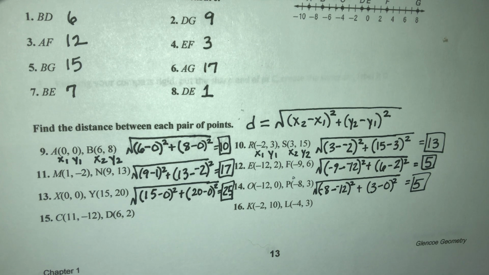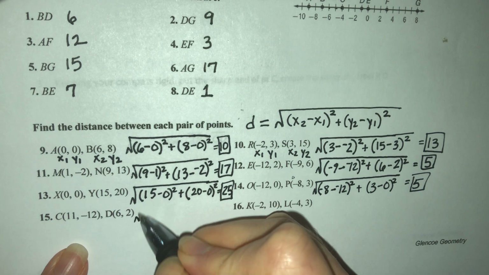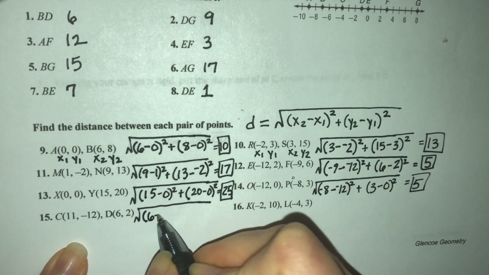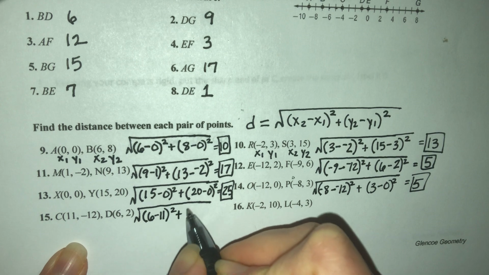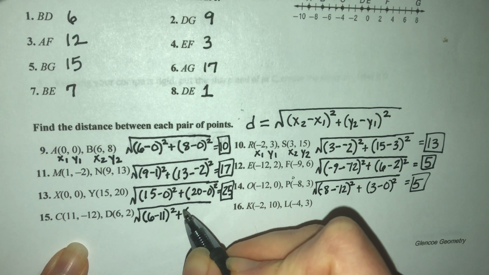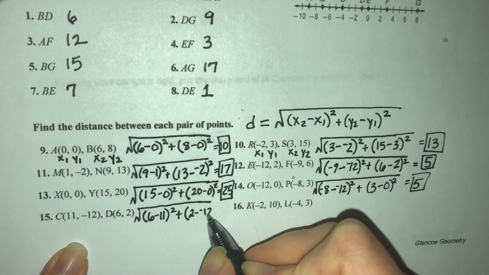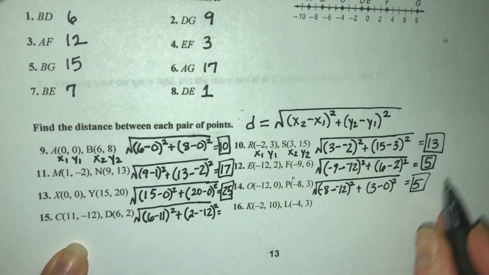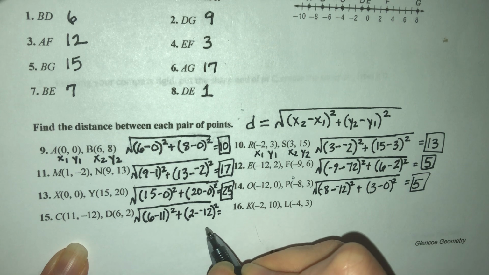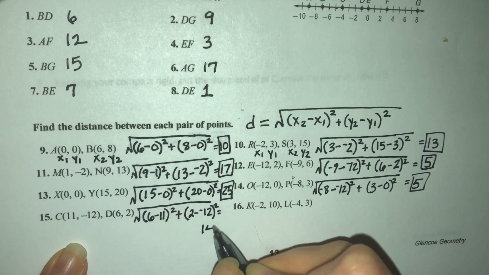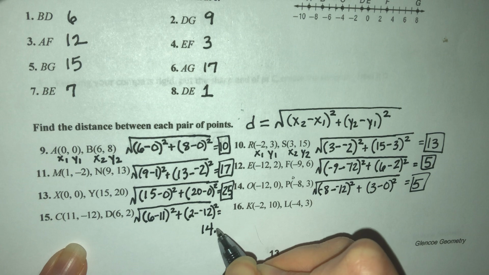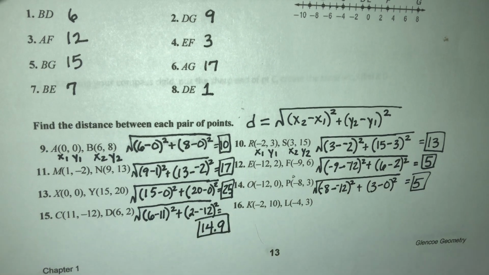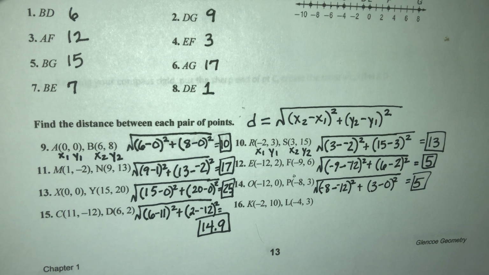And for number 15, you should have had the square root of 6 minus 11 squared plus 2 minus negative 12 squared, which is not a nice number like the other ones previously. You're going to get a decimal. And I didn't tell you what to round to. Let's just round to the 10th place. So 14.9 is what we would get there. All right, now I'll do number 16 with you.